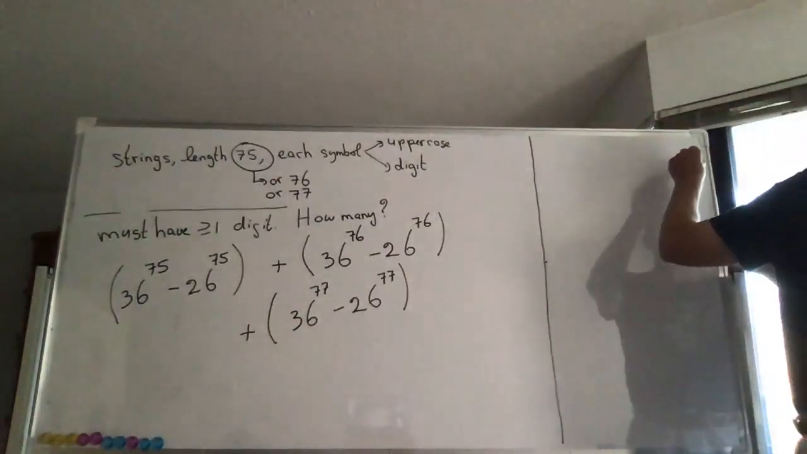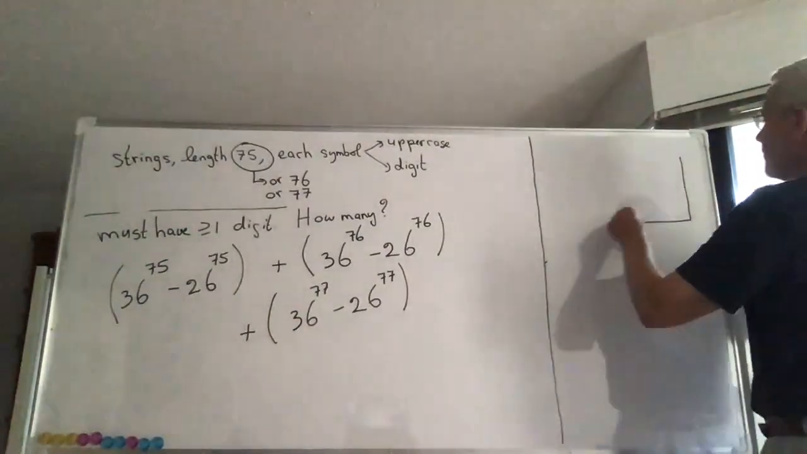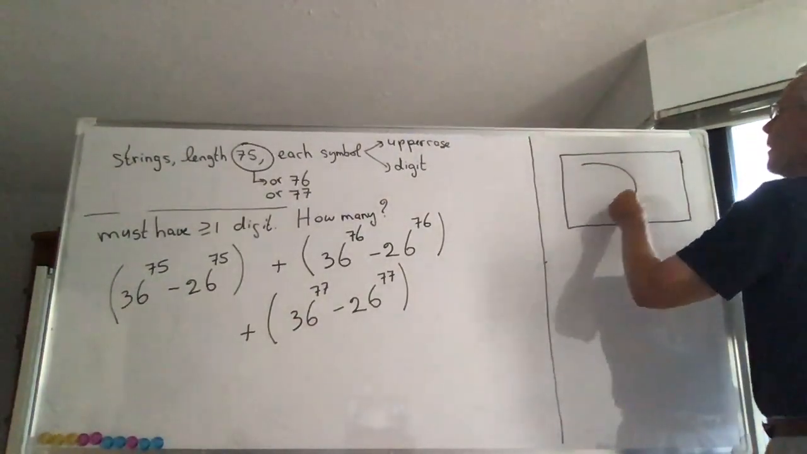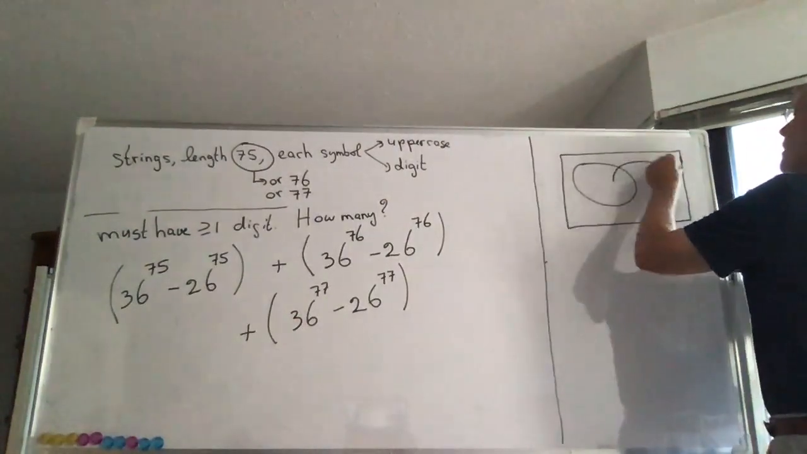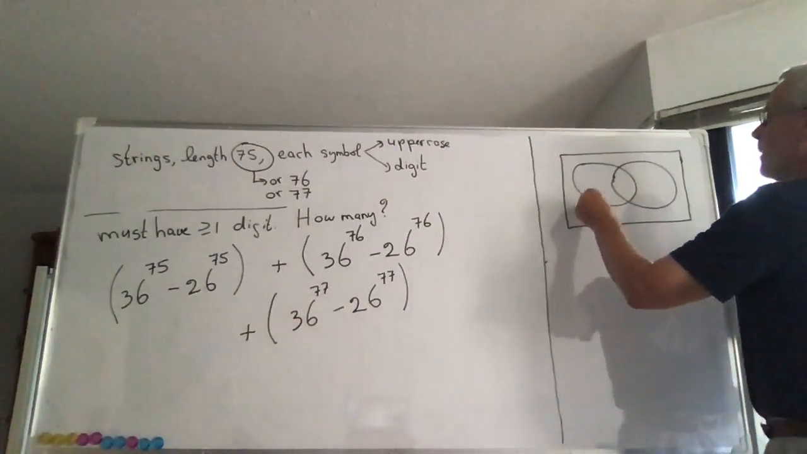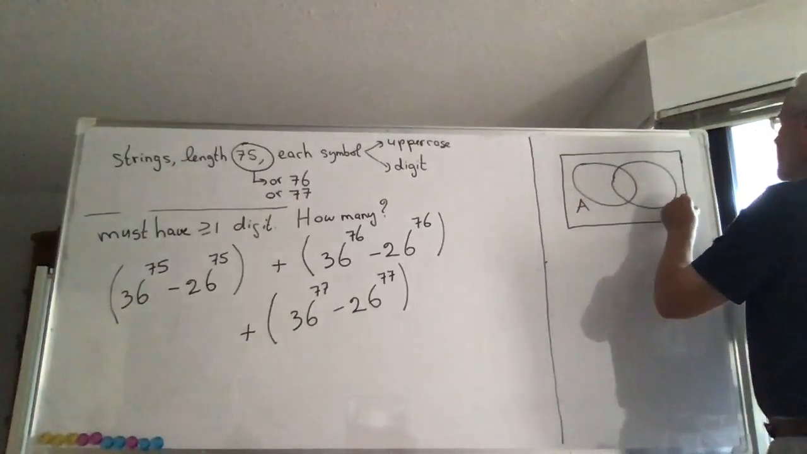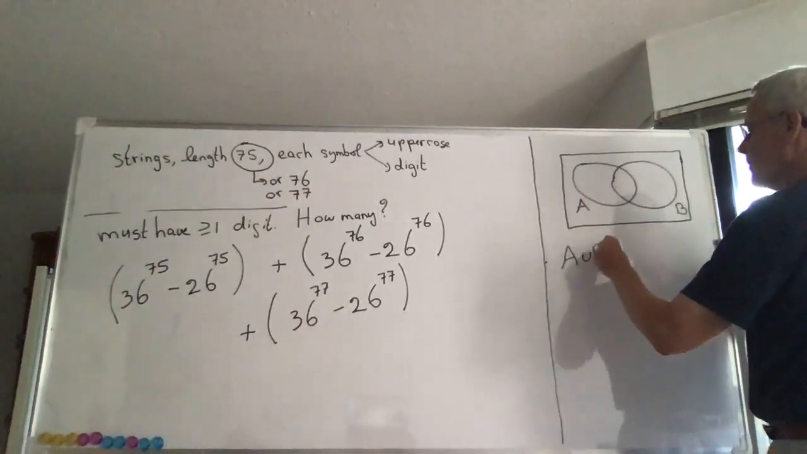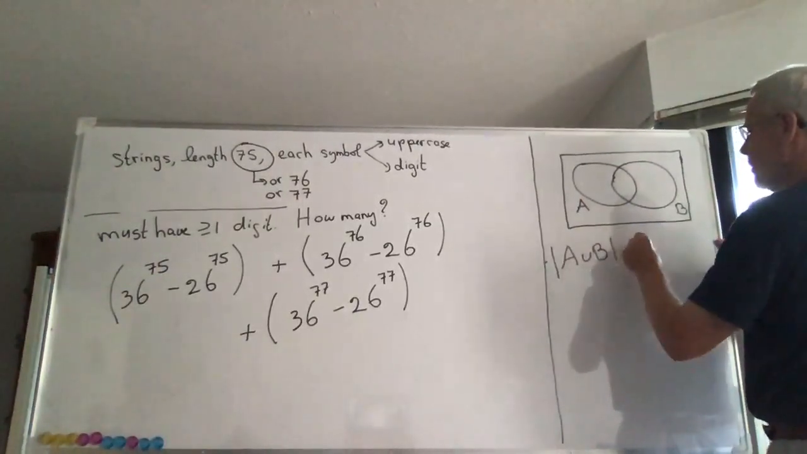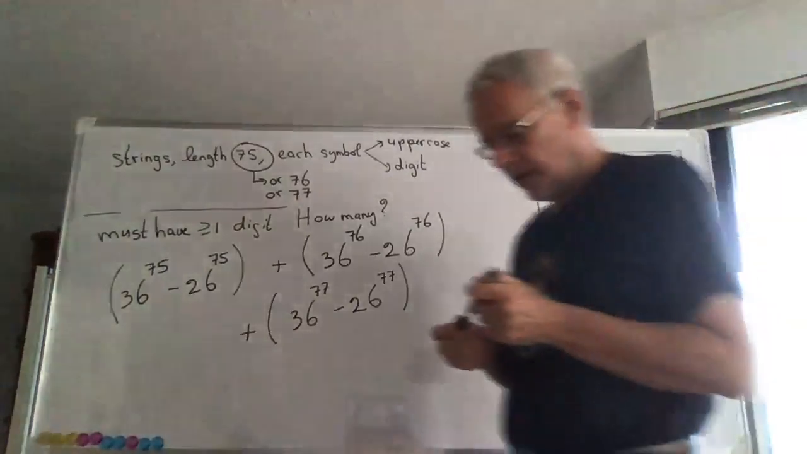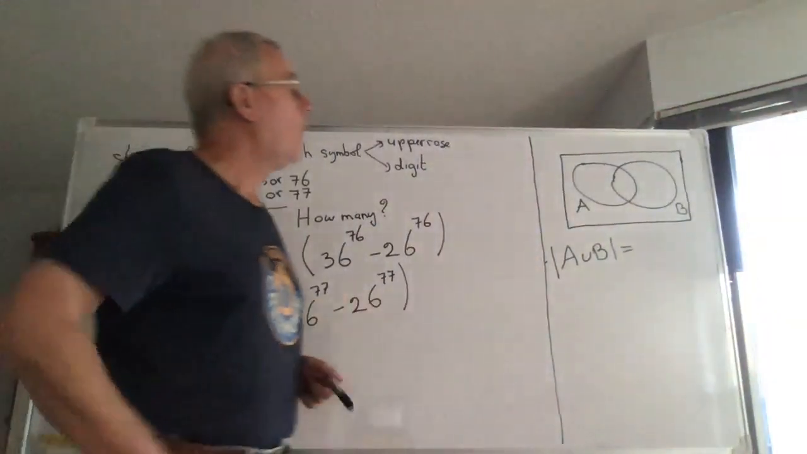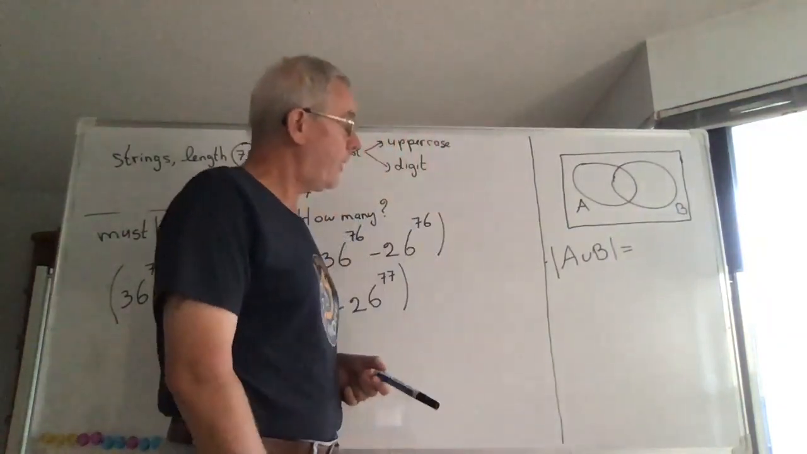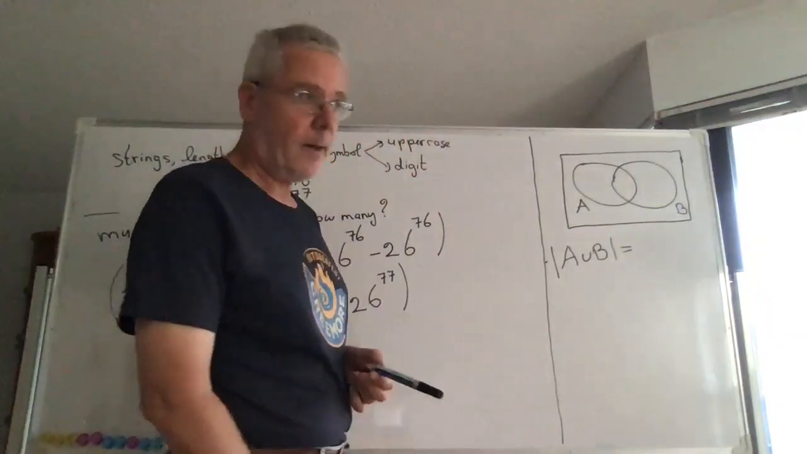Okay, so let's see. So we have 2 sets, A and B. And now there are elements that are both in A and in B. And we want to determine the size of the union. A and B are finite sets. Their intersection is non-empty, and we want to know how many elements are there in the union.